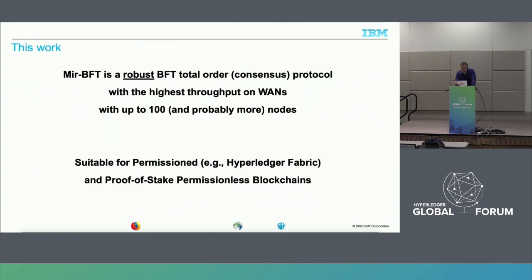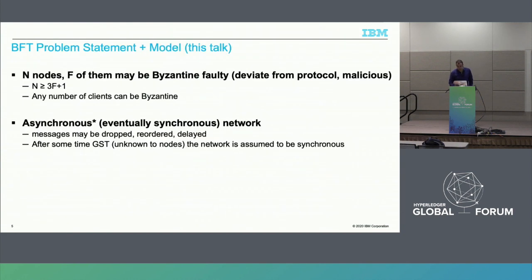Okay. So this work in one slide is robust. I'm going to talk more about what I mean by robust. But it's a robust BFT total order consensus protocol with highest throughput on wide area networks. We measured up to 100 nodes because this is the setting which is the most relevant for permissioned blockchains. You will rarely see any use case where, for example, the number of orderers in a Fabric network or total number of peers would go over 100, but it's probably more because you will see how plots scale. And it's suitable for permissioned and proof-of-stake permissionless blockchains.